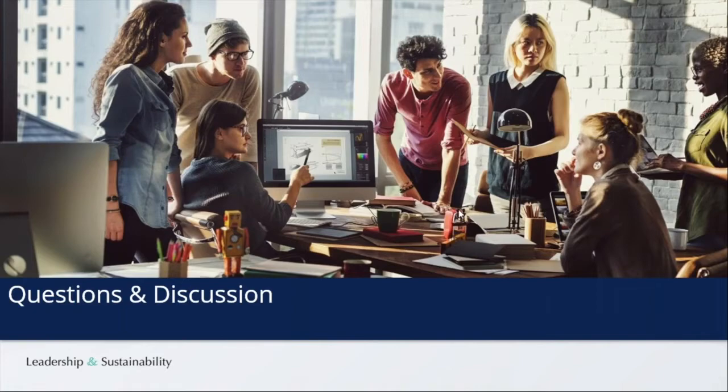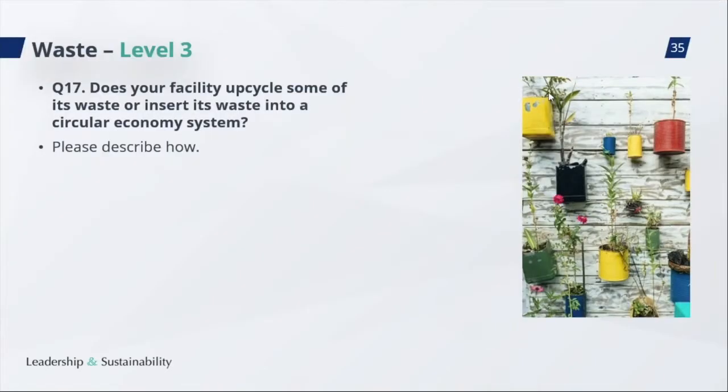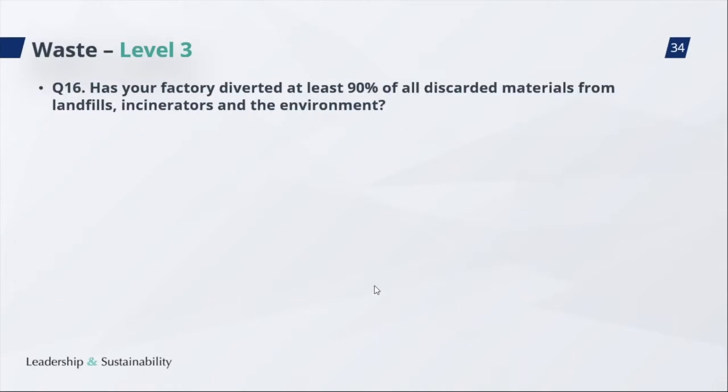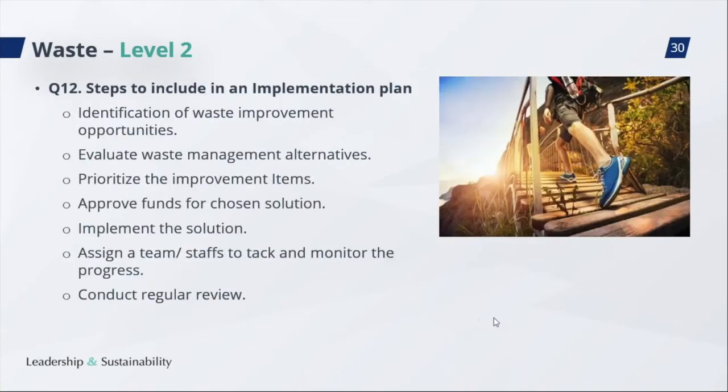Okay, and then we have someone who asked us to review the steps for question 12 again. Let's have a look if we can go back to question number 12. Yes, so here you can see the steps to include in an implementation plan. Identification of the waste improvement opportunities, and before you actually decide about the implementation, you should have evaluated different waste management alternatives. You should prioritize the improvement items, approve funds, of course, the budget for the chosen solution, implement the solution, and assign a team. So those are quite general steps you need to take. And of course, you should also conduct a regular review.